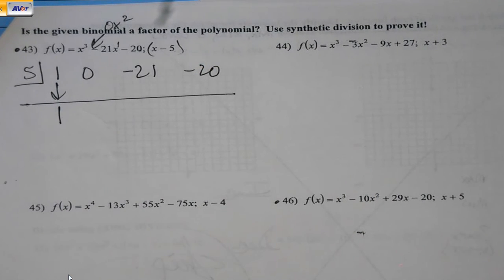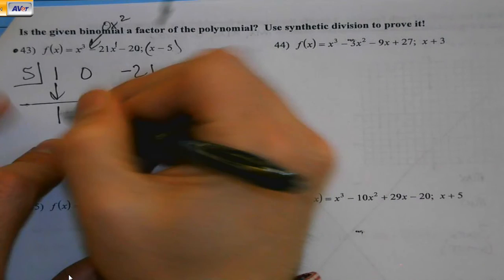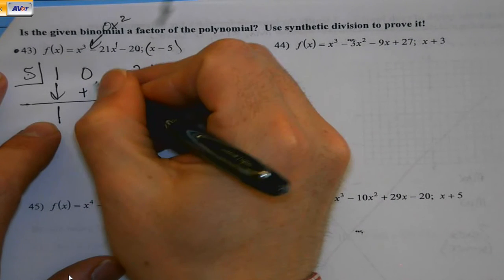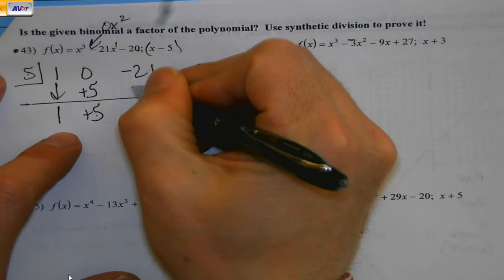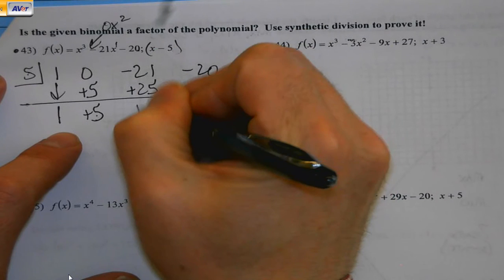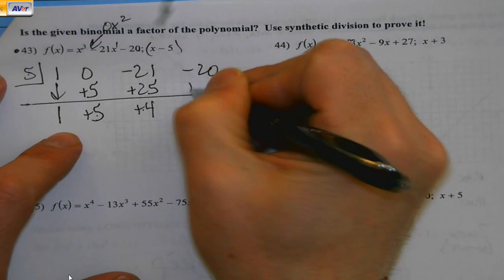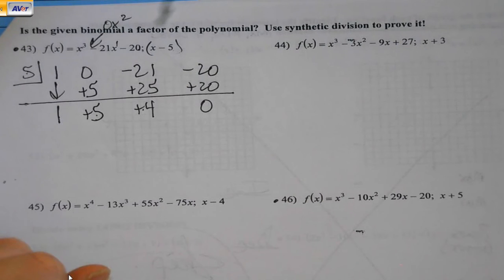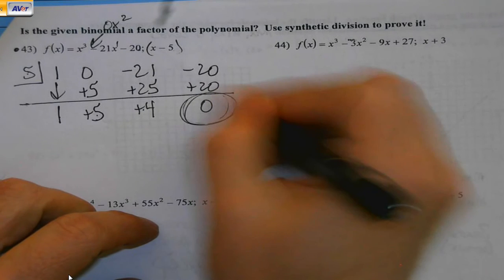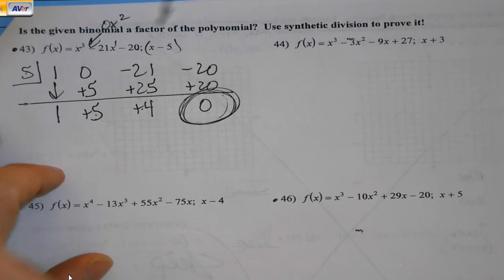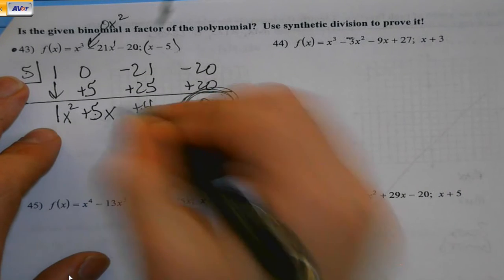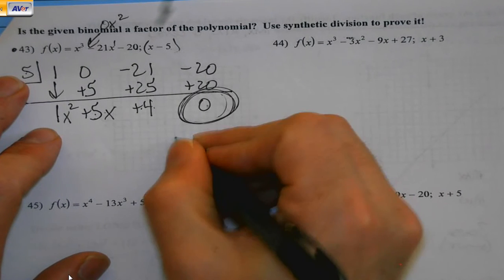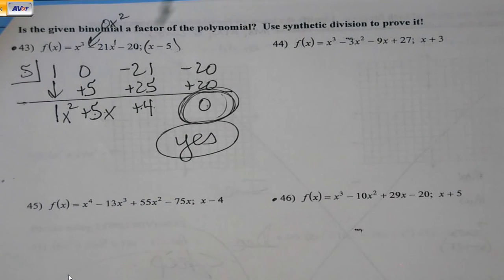Okay, again, drop my first term down. Then multiply that by what's in the box, and add down. Multiply what's in the box and add down, multiply by what's in the box, and add down. And again, I know this is what I'm looking for, but just to be proper, we go down 1 degree from each, 2, 1, 0, and there's my answer.